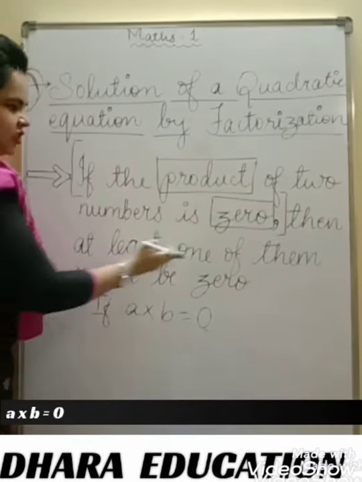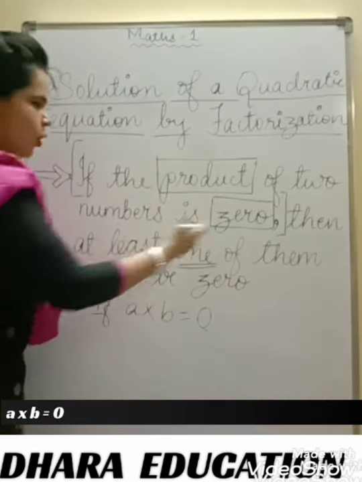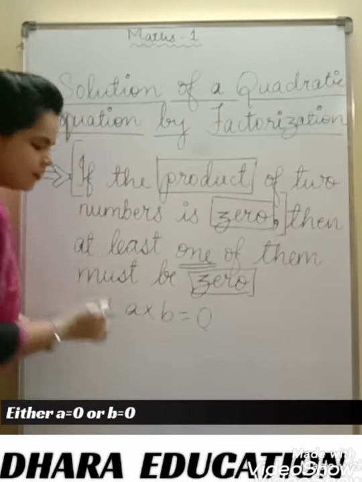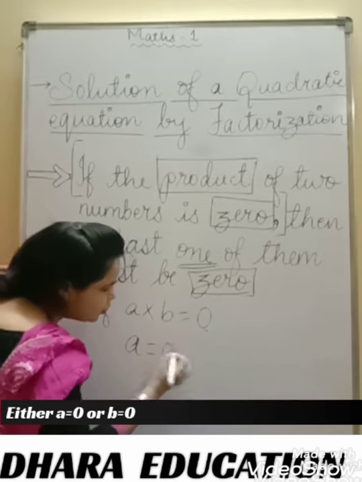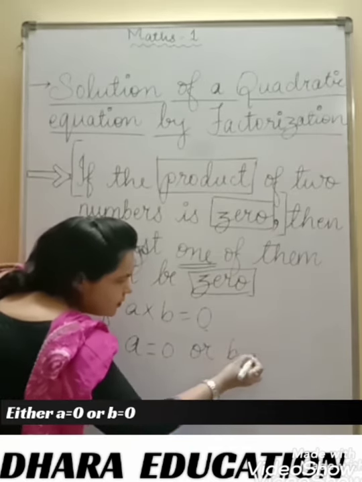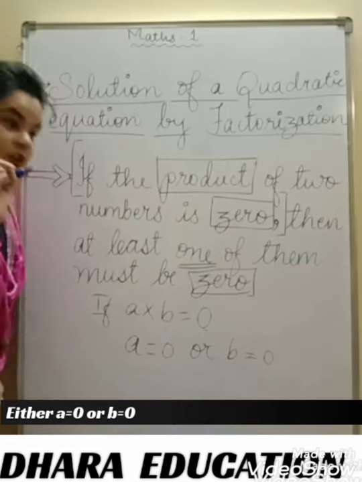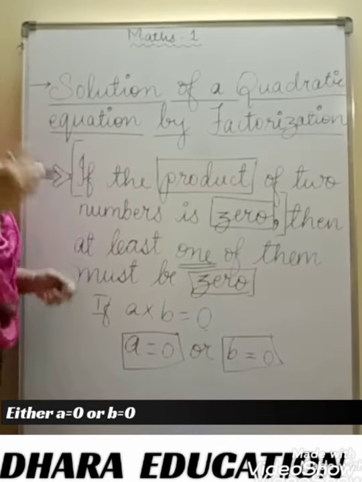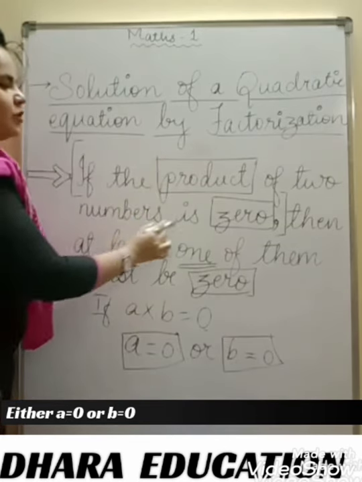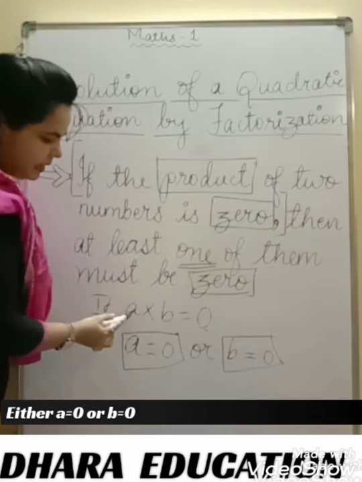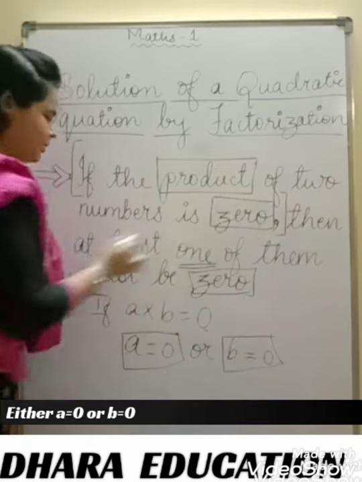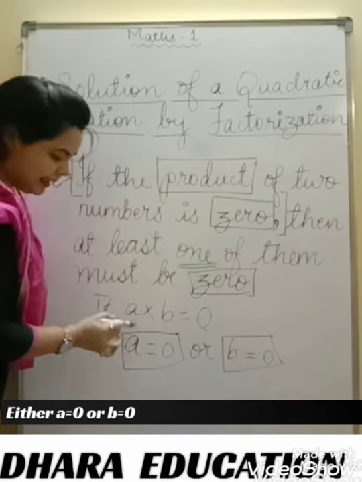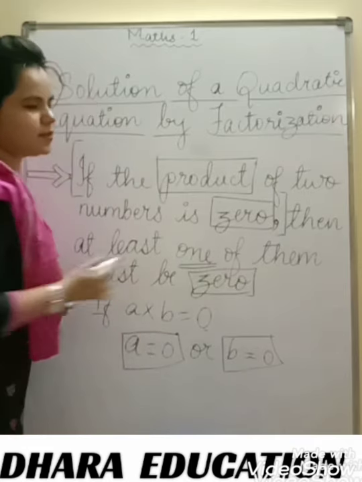then at least one of them must be 0. That means either A is equal to 0 or B is equal to 0, any one of them. I repeat once again. If the product of the two numbers is 0, like A multiplied by B is equal to 0, then at least one of them must be 0. That means either A is equal to 0 or B is equal to 0.